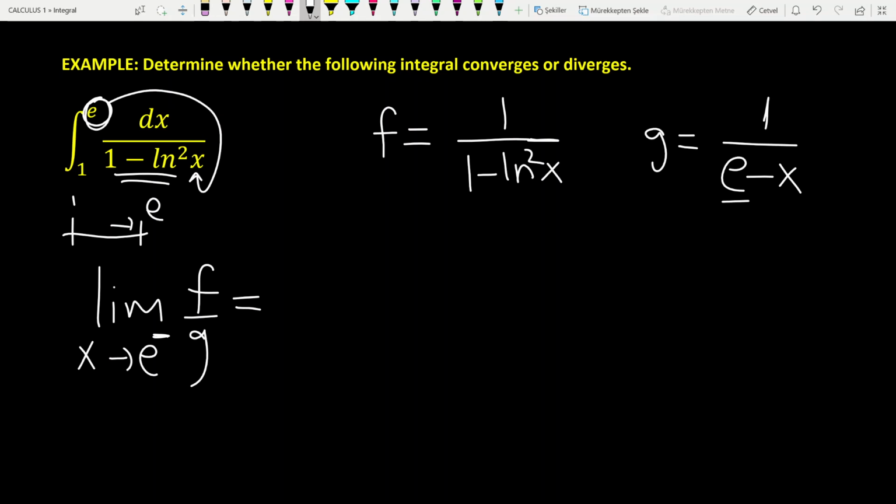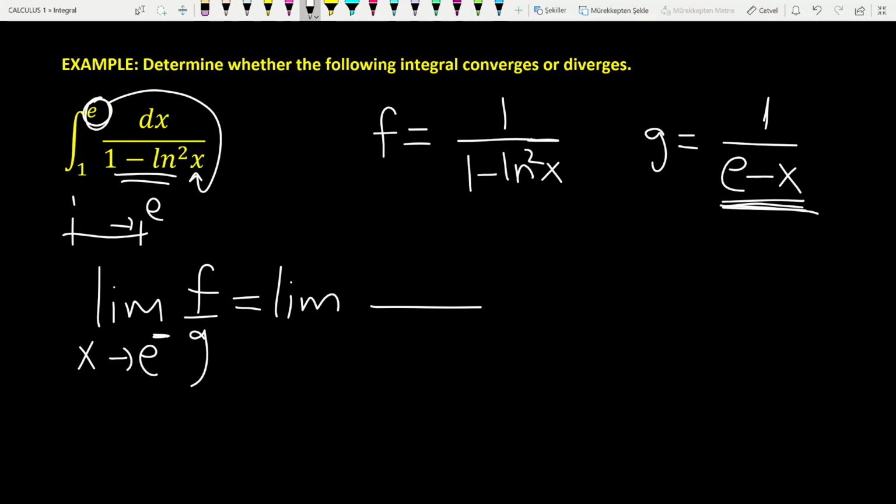You actually can write any function. This is all up to you. But be careful about the answer of this limit. If the answer is useful according to the limit comparison test, then this is okay. You can write any g function. If it's not working, you must change the function g. So let me write f over g here.